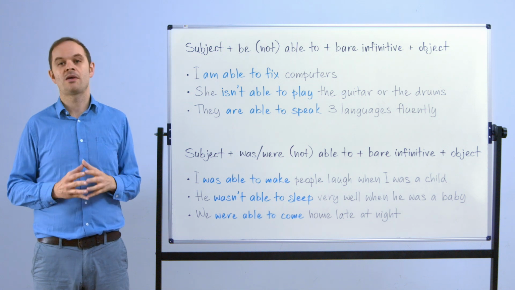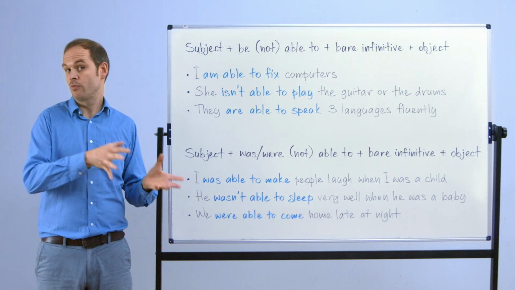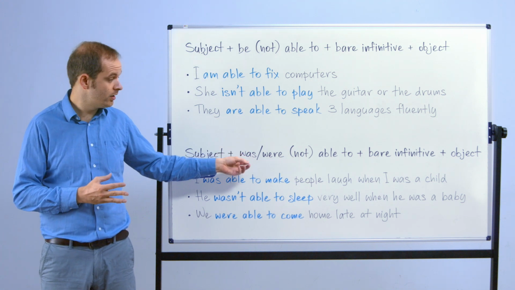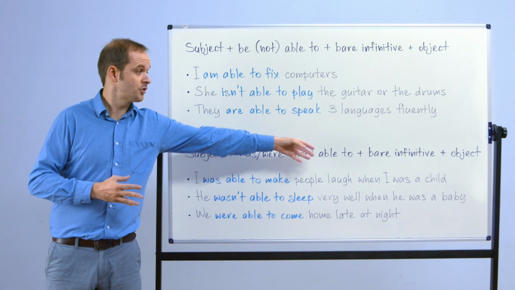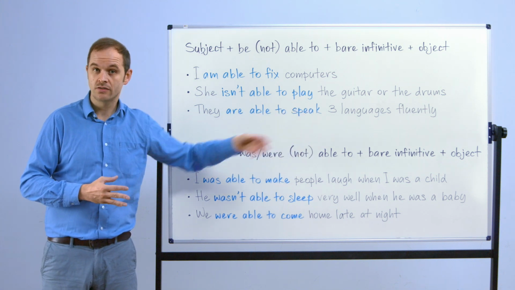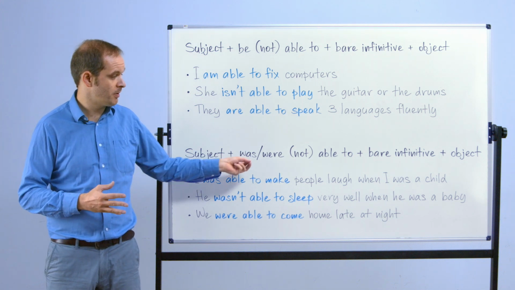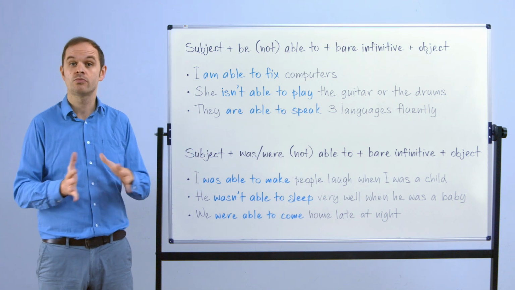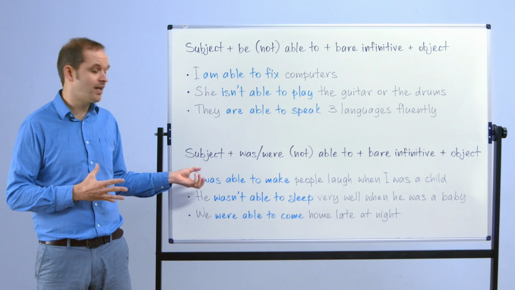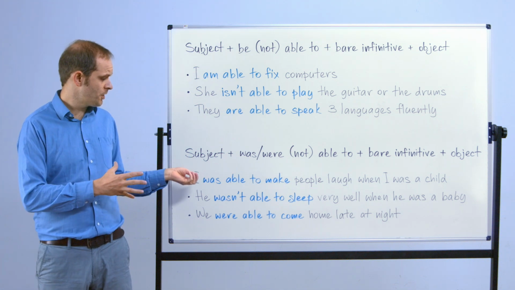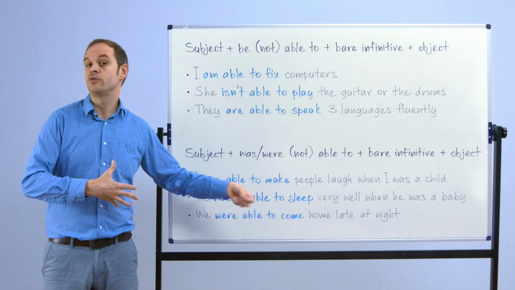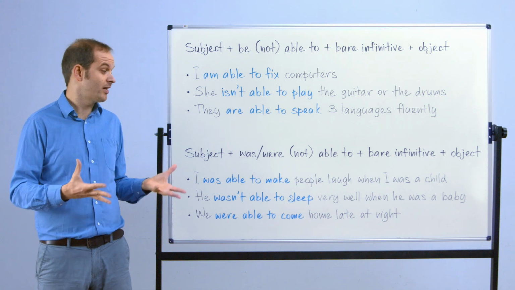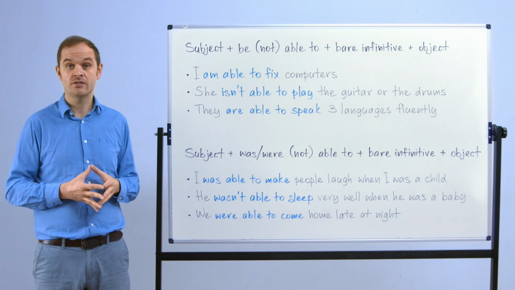Now, one of the good things about be able to is that it doesn't change too much when we move it into the past. For example, subject with was or were, we add not in the negative, able to, bare infinitive plus the object. For example, I was able to make people laugh when I was a child. So as you can see, very similar to be able to in the present, we've just moved it back into the past. And again, similar to could. This person is stating what they were able to do when they were younger. So possibly what they're saying now is that they are less able, as in maybe they are not able to make people laugh in the present.